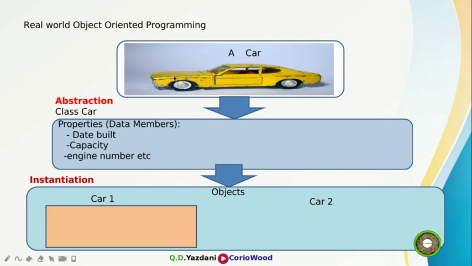So how are we going to declare this as abstract? How are we going to simplify this big complex problem? The first one is abstraction. With abstraction, we mean we are going to declare class car, and it has properties, and the properties are data members: date built, date manufactured, whatever year, 1900, 1980, 2000, 2001, 2022. Capacity, what's the capacity of this car, engine number, serial number, and all those other pieces of information that you see inside the car, plate number.